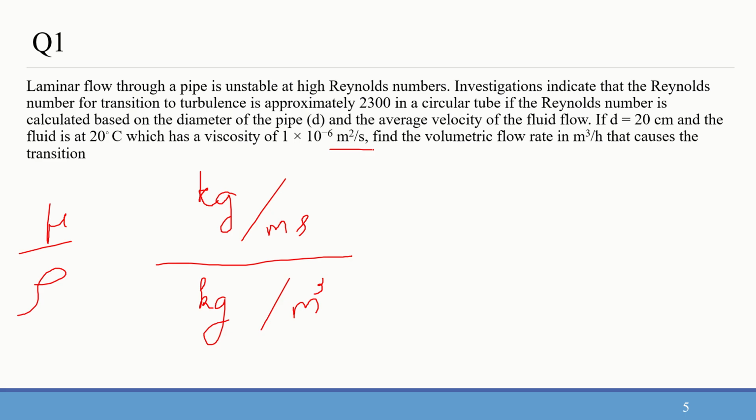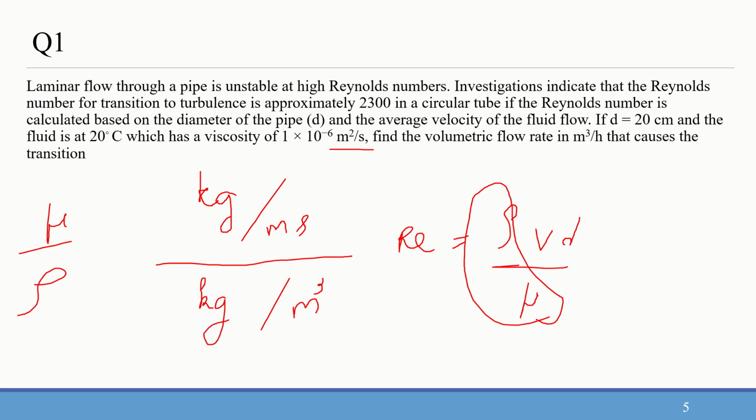So we know that Reynolds number is equal to rho V d by mu. All these things are given in the next slide as well. So this mu by rho becomes the kinematic viscosity, that is nu. That is how we are getting the viscosity value. So now Re is equal to V d by nu.